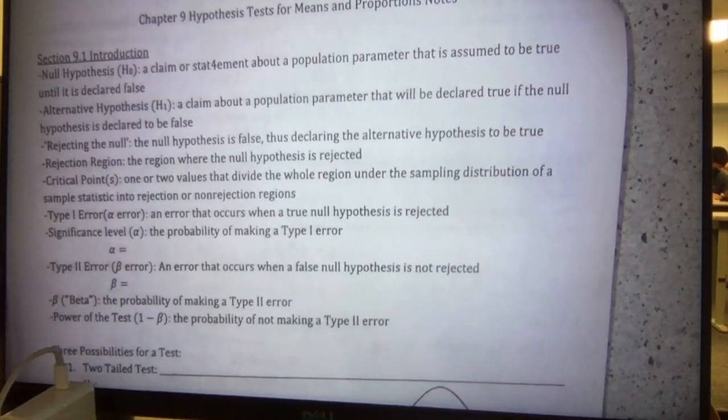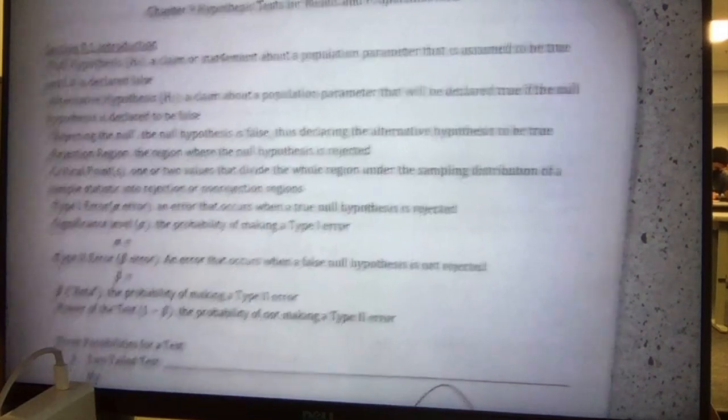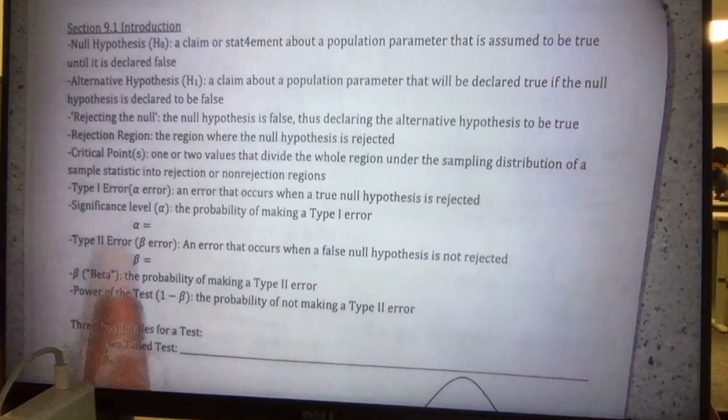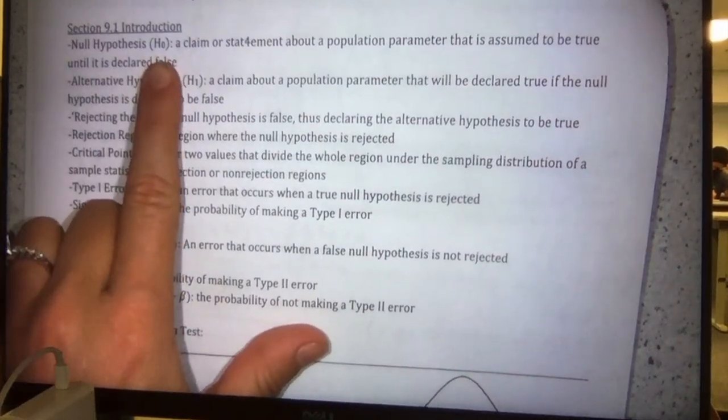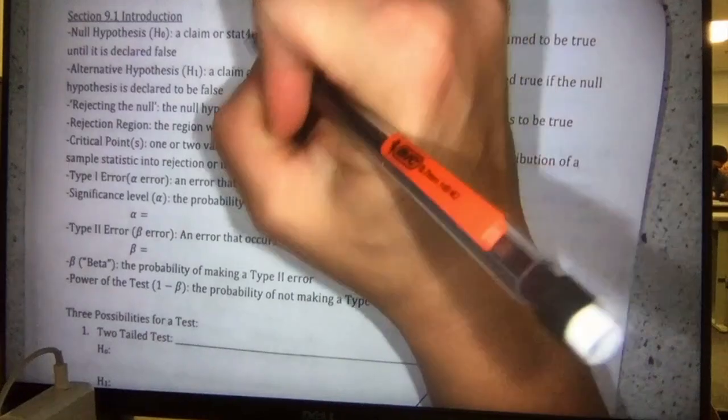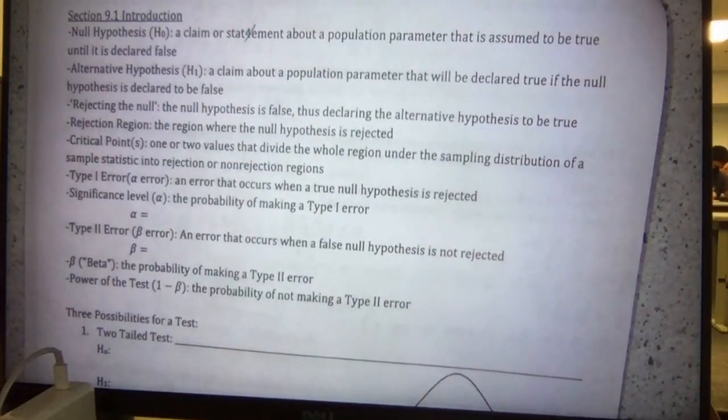All right, so chapter 9 is talking about hypothesis tests for means and proportions. So starting off, like everything else, we have some definitions. 9.1, our H sub 0 is what's called our null hypothesis. And it says a claim or a statement about a population parameter that is assumed to be true until it is declared false. It is assumed to be true until it's declared false, just like you're assumed to be innocent until proven guilty. So same concept we're going on here.